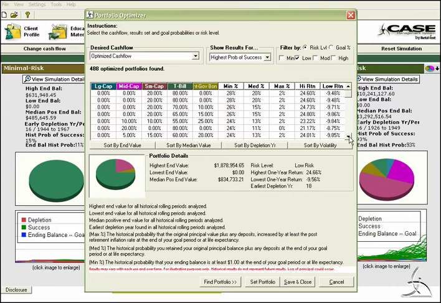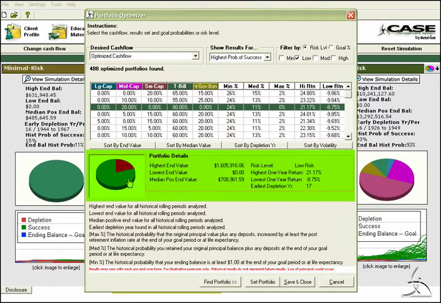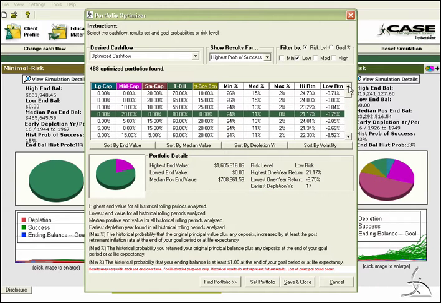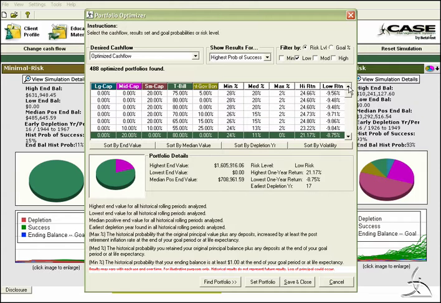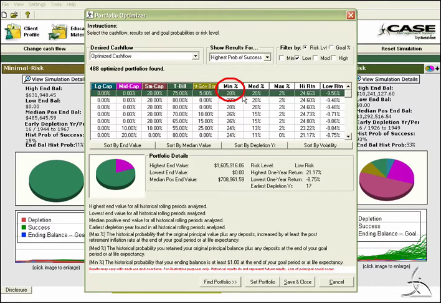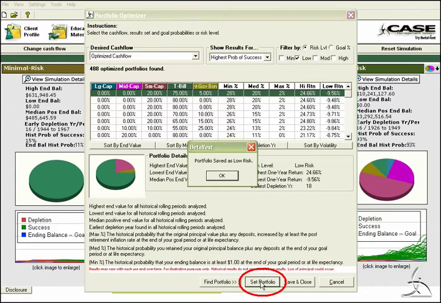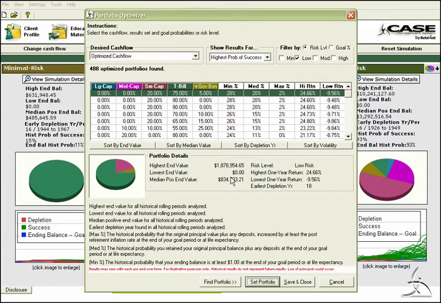As we scroll through the results and select other portfolios, we can view the details for that portfolio below the results table. This area displays the same information that is seen on the simulation main screen for each risk level. As we see, even with an optimized cash flow and portfolio, the probability of success in a low-risk investment is still only 28%. Thus, we will select this portfolio and click Set Portfolio. This will replace the default portfolio that is indicated on the main simulation screen with the values seen here.